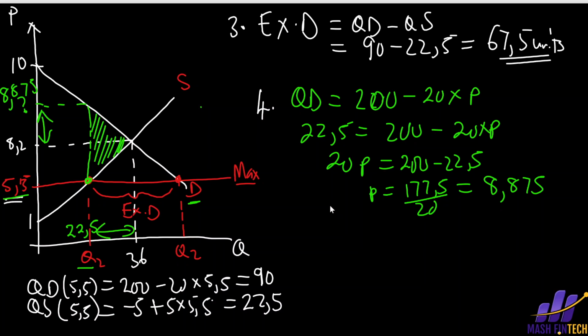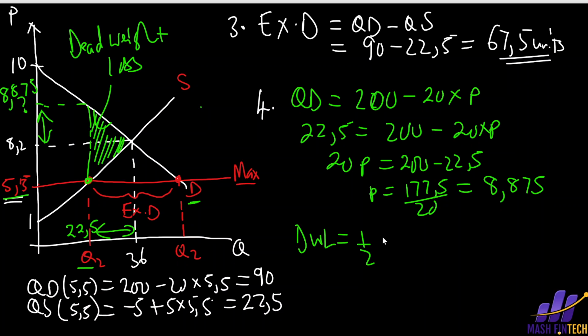So to calculate the deadweight loss, which is what we call this part, we are going to say half base times height. The deadweight loss is half, you can see it's a triangle there, times the base, which is 8,875 minus 8,2, multiplied by the difference at the bottom there, which is 36 minus 22,5.